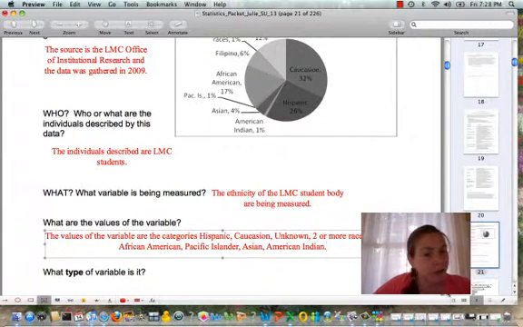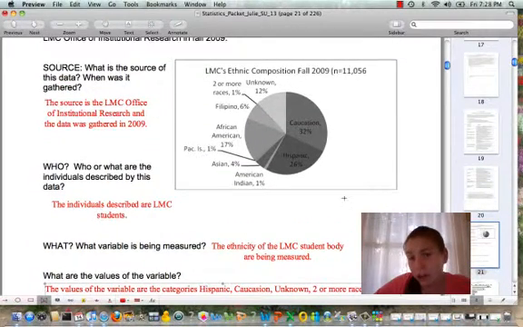And then this leads us to the question, what type of variable is this? Well, we can see that the data arranged in the bar chart is the different ethnicities, which are categories. So this is categorical data.